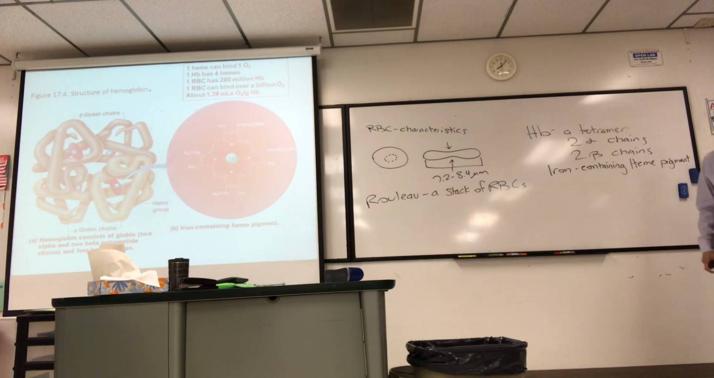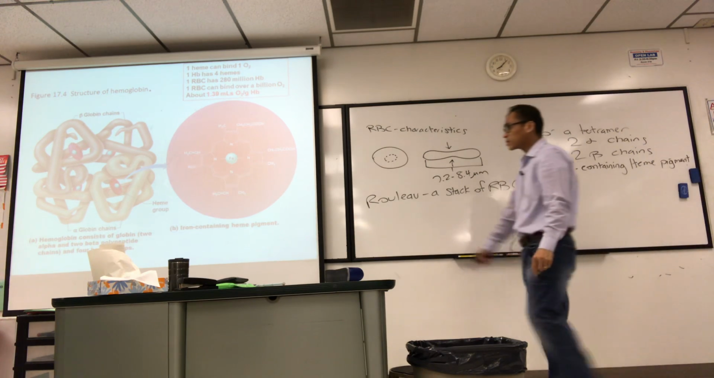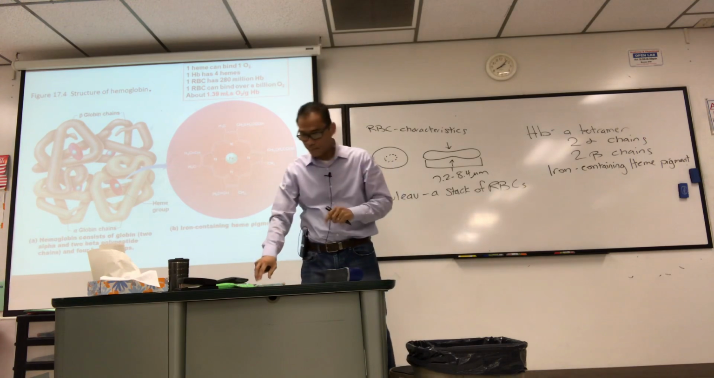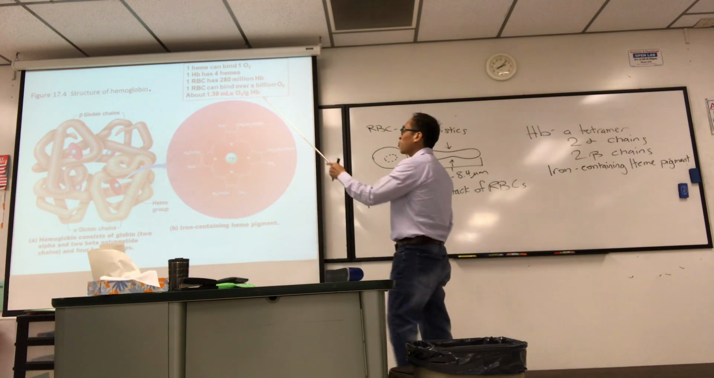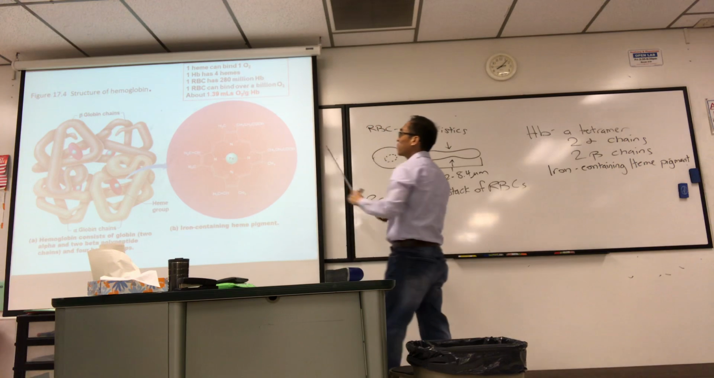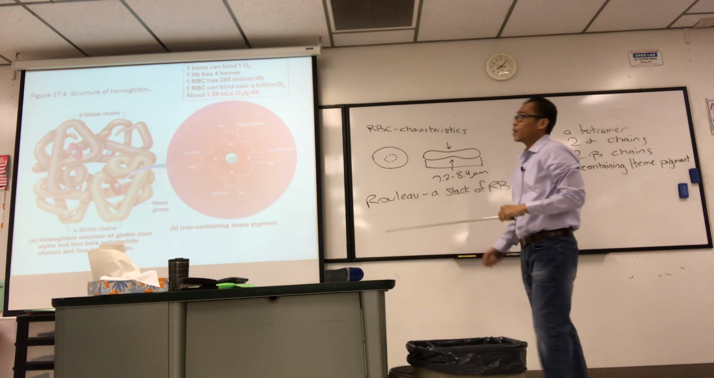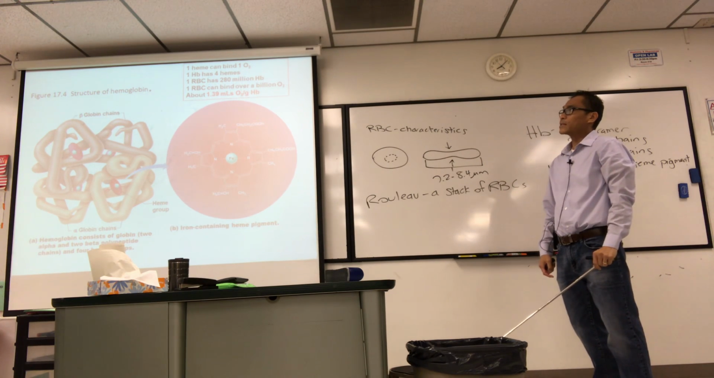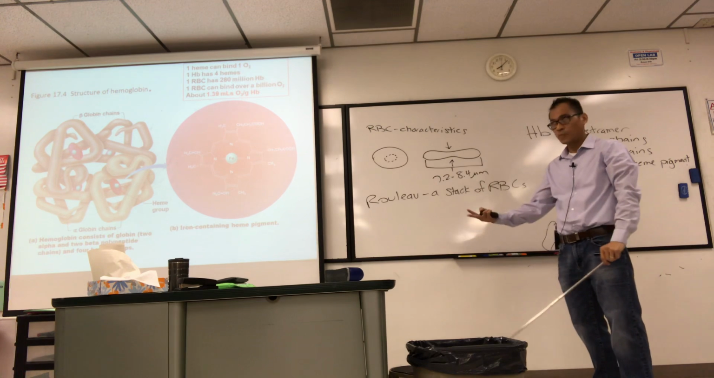And actually, it's the iron that binds the O2. Right in the center there, Fe. One iron can bind one O2. So therefore, one hemoglobin has 4 hemes, so one hemoglobin can bind 4 O2 molecules. If an RBC has like 280 million hemoglobins, that means one RBC can bind over 1 billion O2 molecules.